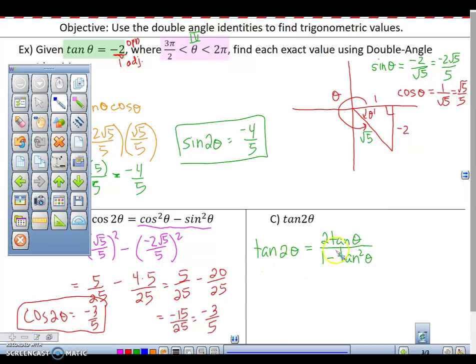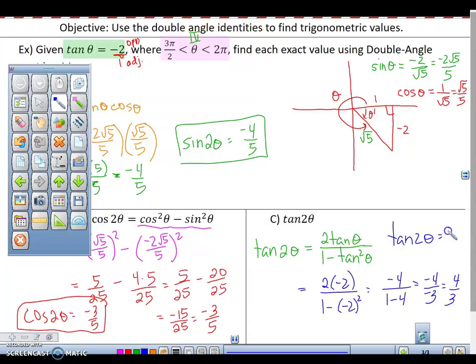For our tangent of 2 theta, here's our identity. Remember, tangent of theta is negative 2. So this is 2 times negative 2 over 1 minus negative 2 squared. That would become negative 4 over 1 minus 4, which is negative 4 over negative 3, which would be positive 4/3. So our tangent of 2 theta equals 4/3. And that's the end of this example and the end of the lesson.